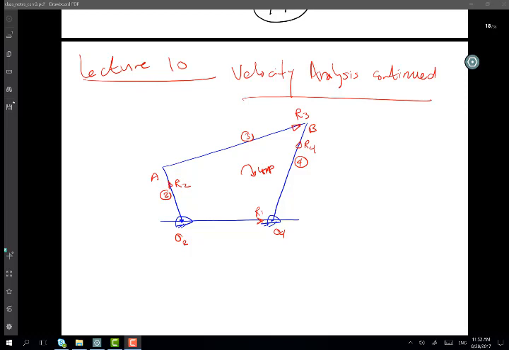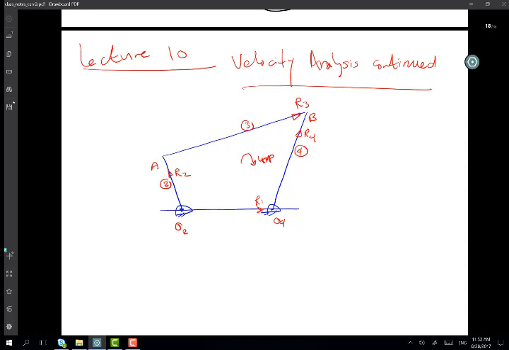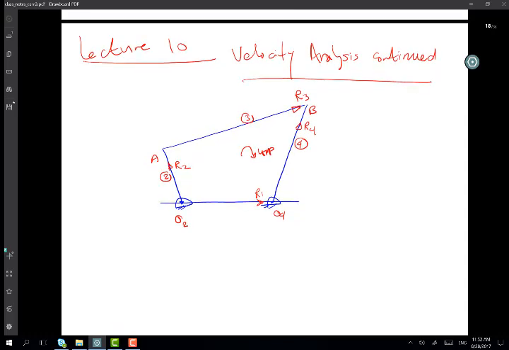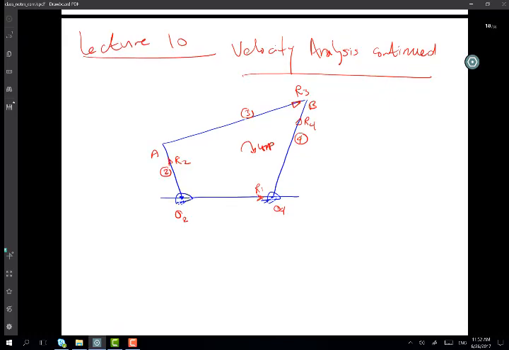Hello, this is lecture 10. I'm still doing velocity analysis. We started using vectors, differentiating the loop closure equation in the last lecture. I wanted this lecture to start by possibly emphasizing some definitions, and then I'll do some examples.